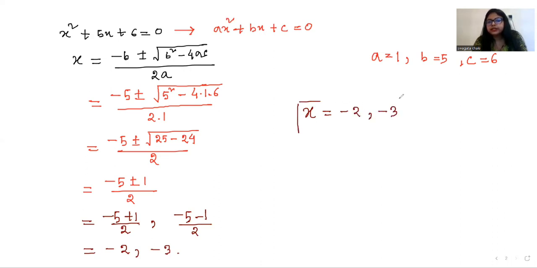So this is the process for finding the solution or roots of any quadratic equation by using the quadratic formula. Clear, everyone? We will discuss more about the quadratic equation in the next class also.